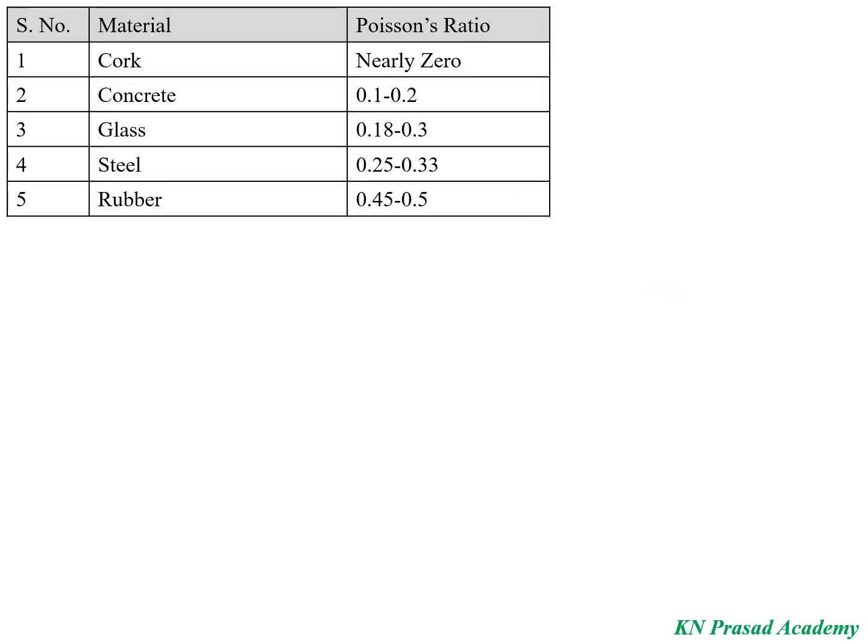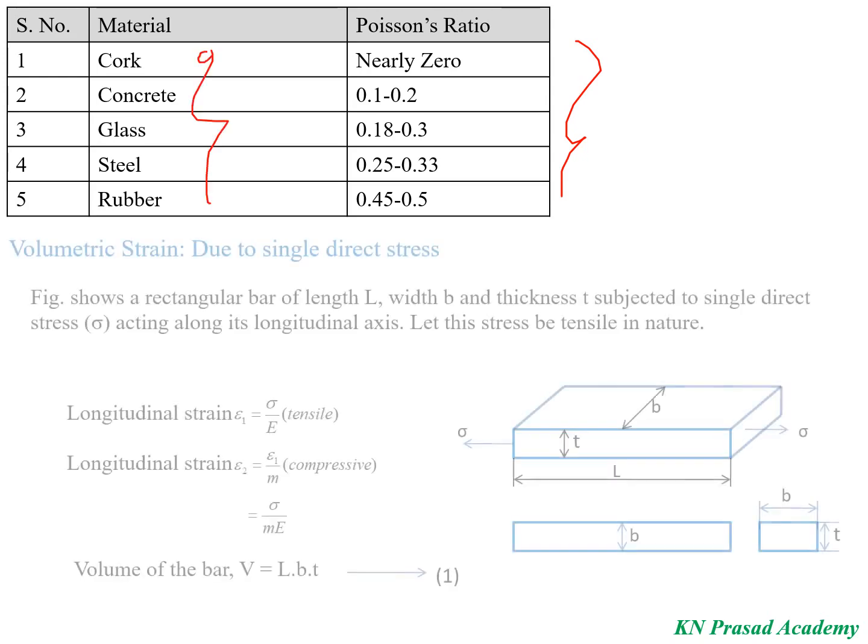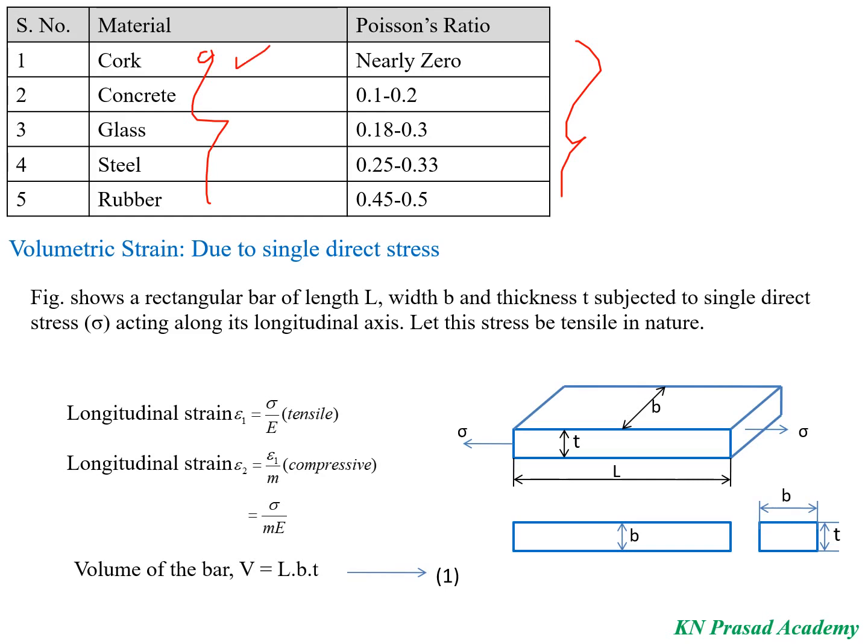Here the table represents the Poisson ratio for various materials. These are very important from the competitive exam point of view. Generally it will be asked to match the Poisson ratio to the corresponding materials. You have to remember these 5 materials, which are generally asked in competitive exams. For cork, it is nearly 0, concrete varies from 0.1 to 0.2, glass varies from 0.18 to 0.3, steel varies from 0.25 to 0.33, and rubber is 0.45 to 0.5.